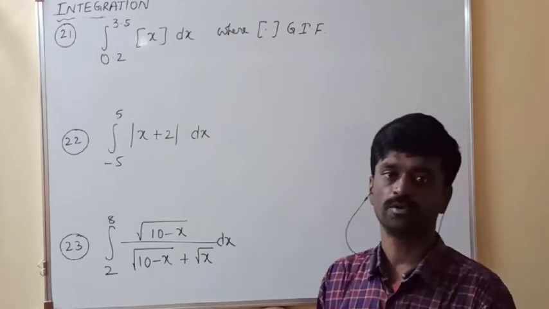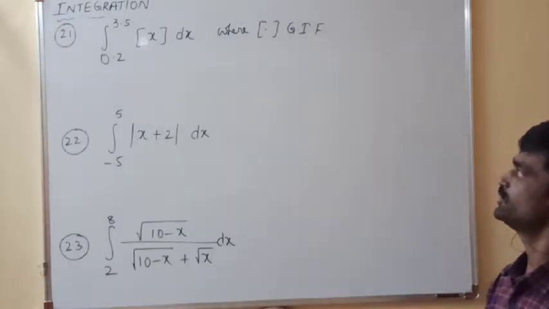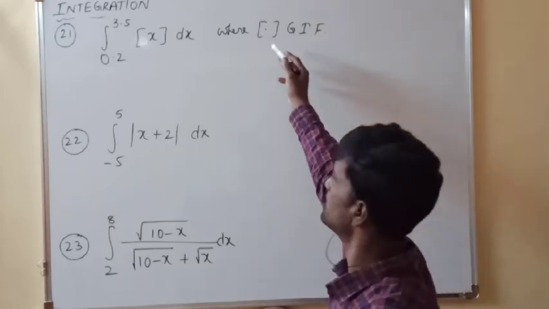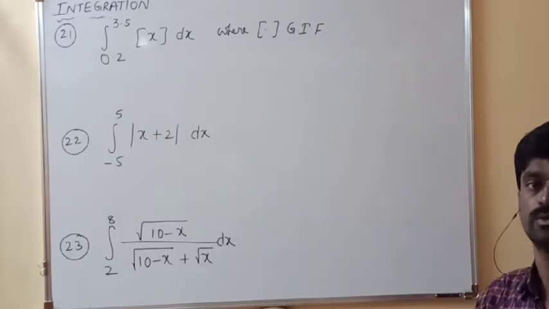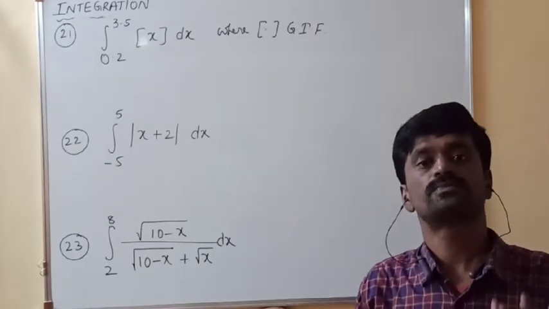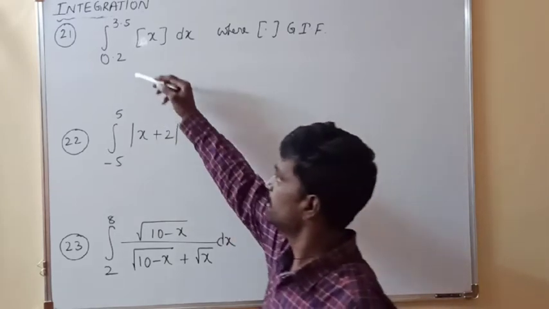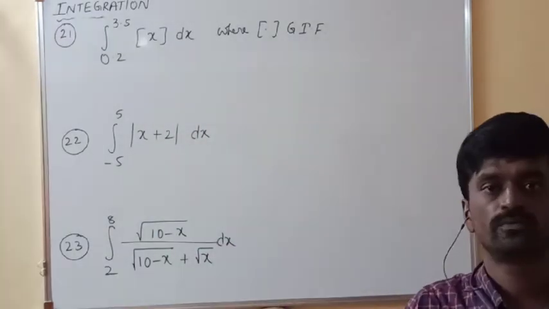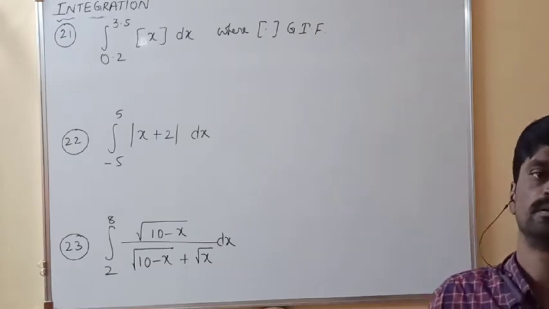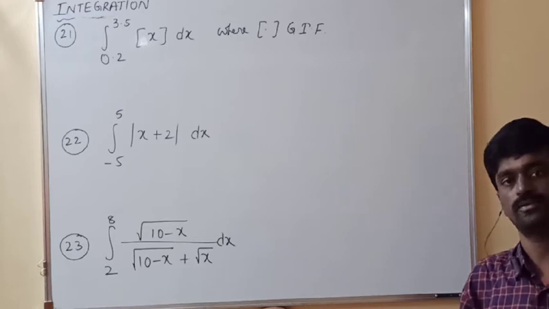So look at the next 3 problems. Integral 0.2 to 3.5 of step x into dx. So where this bracket denotes what? Step function or greatest integer function. So just now we discussed step x function is discontinuous at every integer. Now here what are the limits? 0.2 to 3.5. Between 0.2 to 3.5 is there any integer? Yes, there are 3 integers. What are those? 1, 2 and 3.